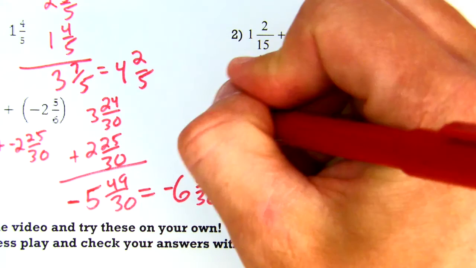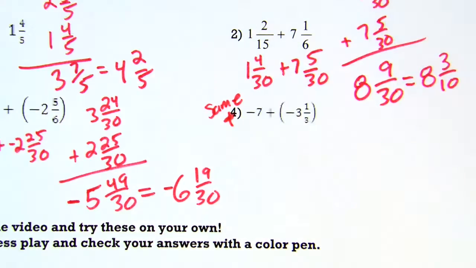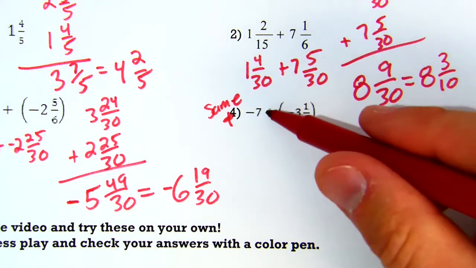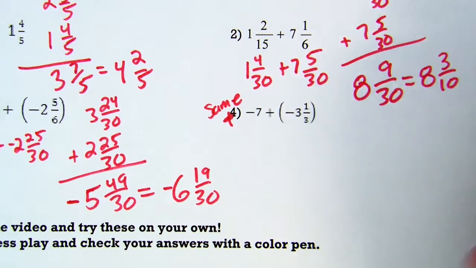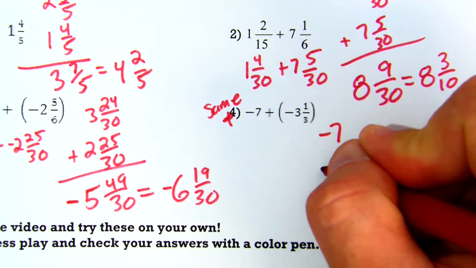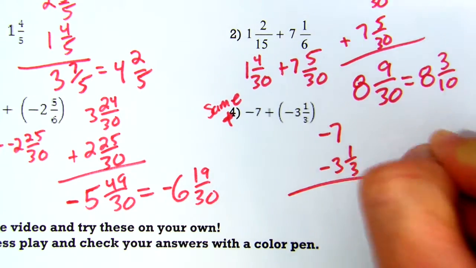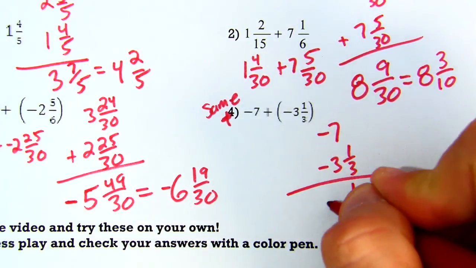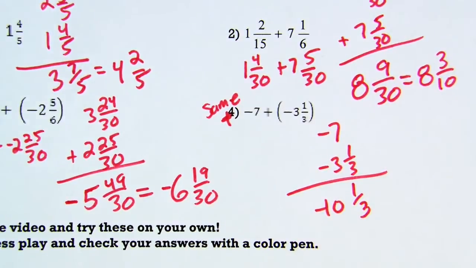Again, they are the same symbols. They're both negative, so I'm going to be adding the two together. There is no fraction for this one, so I don't even have to find a common denominator. So I have negative 7, negative 3 1/3. Bring down my 1/3. 7 plus 3 is 10. So negative 10 1/3 is my answer for that one.